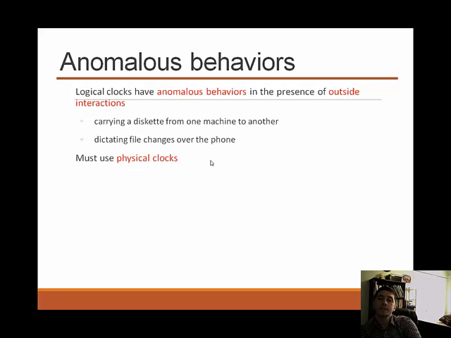Now, by seeing this, we can also see that there are some anomalous behaviors in logical clocks. These anomalous behaviors happen in the presence of outside interactions. So, for example, if two processes are happening in a distributed system and they are dependent on a diskette, what happens if we carry a diskette from one machine to the other one? Or what happens if we dictate to another process over the phone or something like that?